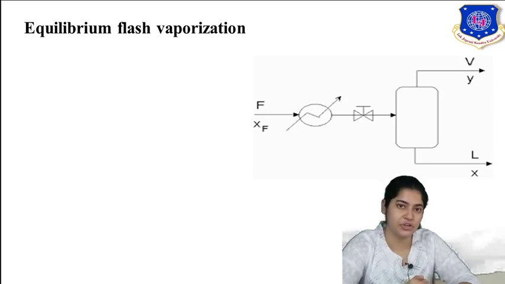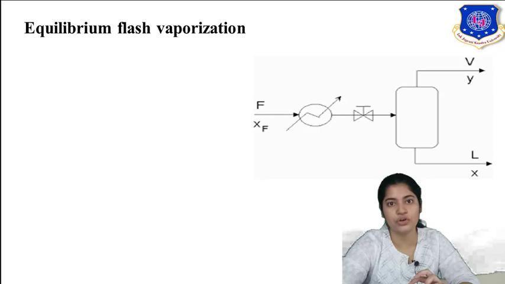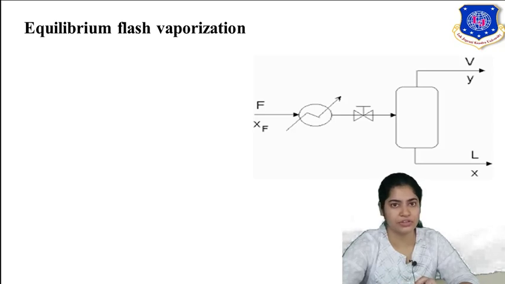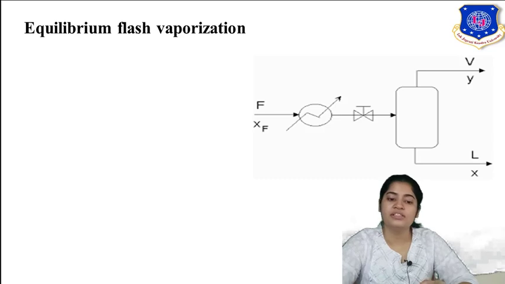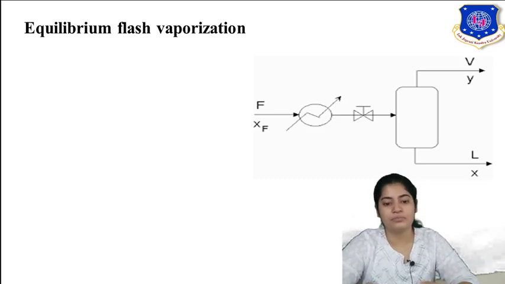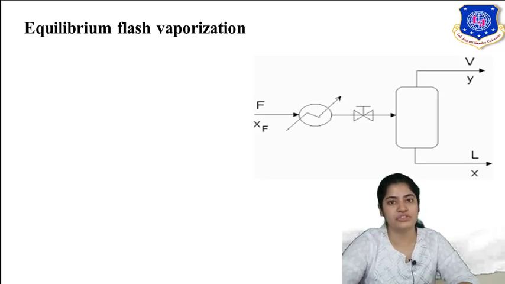The first process you are doing is preheating it. Okay, you are heating it. Because of heating, you are increasing its enthalpy and you are increasing its pressure. Okay, because of increase in temperature, pressure will also increase. Now this increased pressure feed is sent through a pressure reducing valve. Okay, now its pressure is reduced.